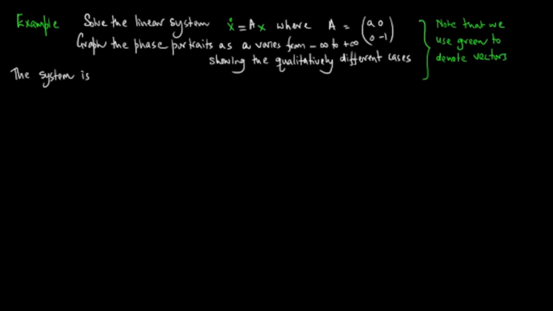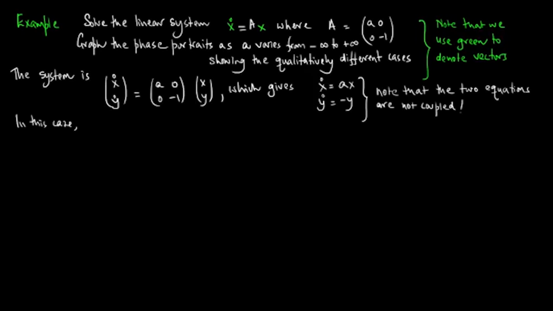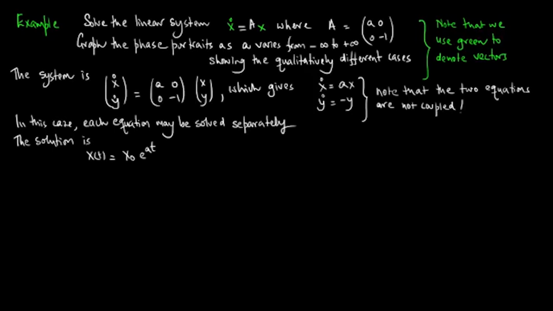The system is x dot, y dot equal to [a, 0; 0, -1] times x, y, which gives x dot is equal to ax and y dot is equal to minus y. Note that the two equations are not coupled. In this case, each equation can actually be solved separately. The solution is x of t is equal to x naught e to the at and y of t is equal to y naught e to the minus t.